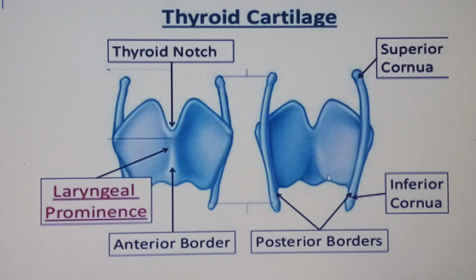And then that's the posterior view. I told you that, apart from having the left and right laminae, we have what we call the superior and inferior cornua. One important thing is that at the inferior cornua, on the medial aspect, we have facets for articulation with, of course, the cricoid cartilage.